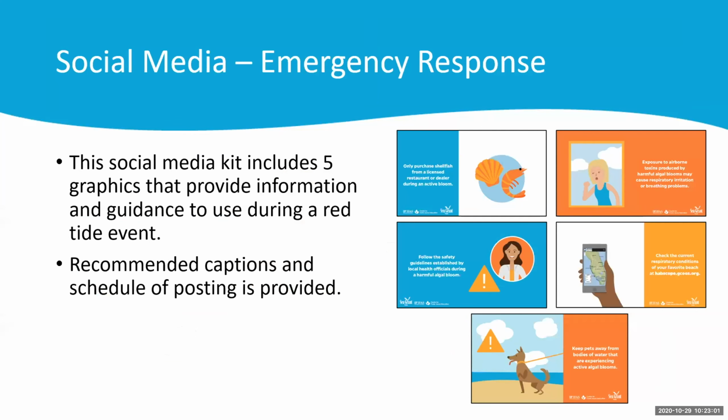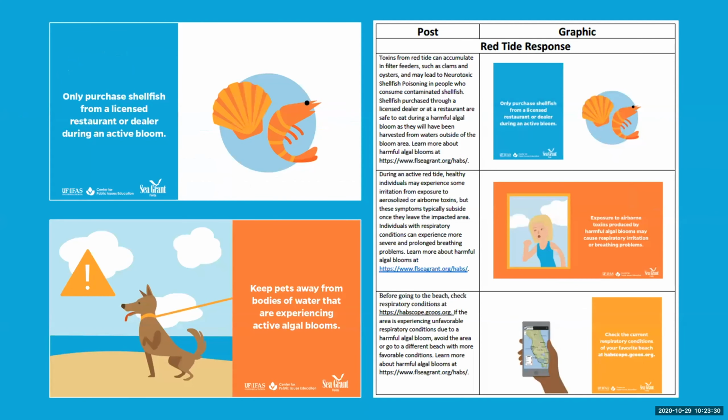In an outbreak, though, as we know, sometimes it's difficult to get all of your information together because things are happening all at the same time in an emergency, in a crisis situation. So in the event of an outbreak, a red tide event, we've also created a separate social media campaign with these five graphics and also information about how to use those, so that all you would need to do is to use the emergency response during this red tide event, including these graphics, and again, the posts, and they're ready to go.